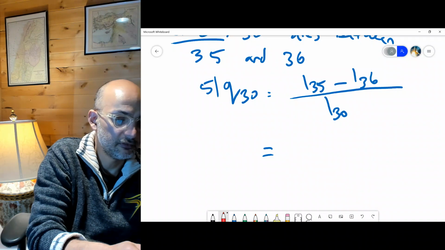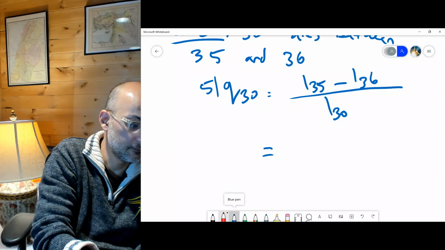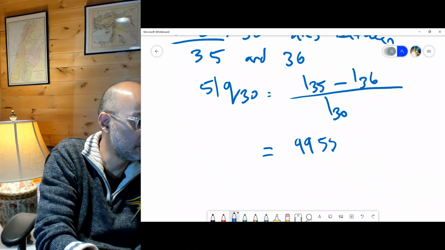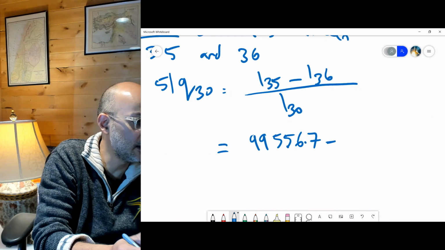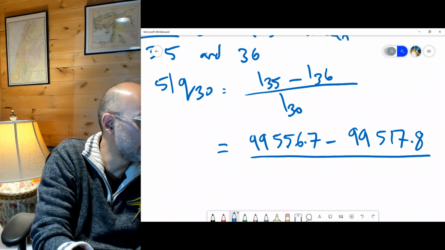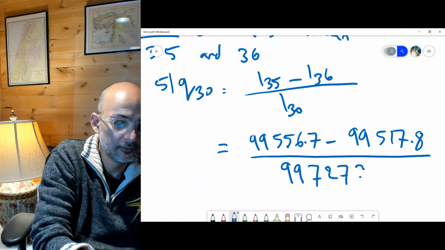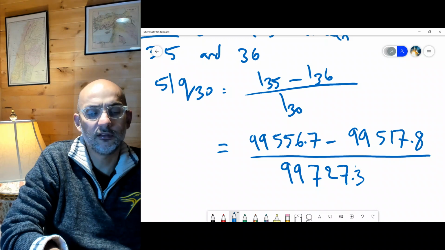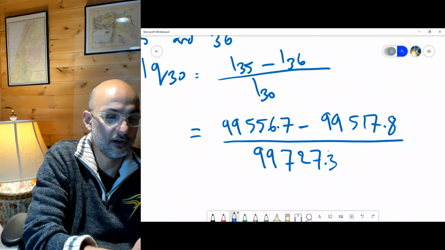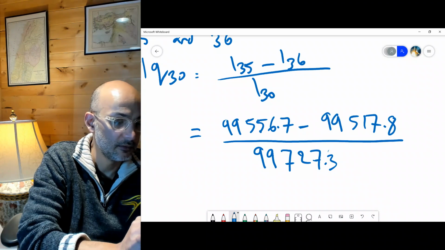So L35, the first one we look at, is 99556.7. Subtract from it L36, 99517.8. Everything divided by L30, which is 99727.3. Right, do you see it? It's straightforward. So if you compute this, let's do it together: 99556.7 minus 99517.8 gives 38.9 deaths, divided by 99727.3.